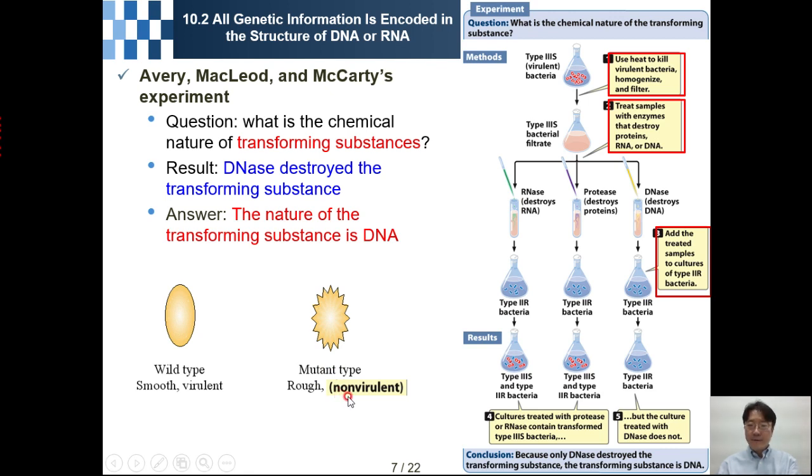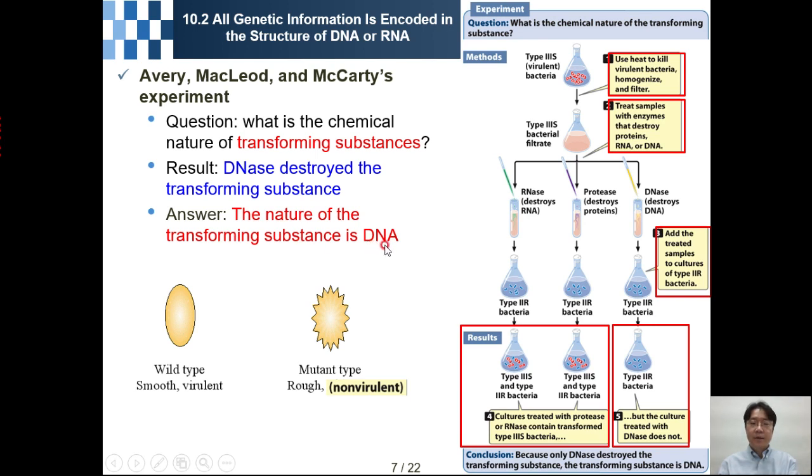Okay? After that, they found that the culture treated with protease or RNase contained the transformed type S bacteria. So they found transformed type S smooth bacteria. However, the culture treated with DNase did not contain transformed type S bacteria. They only had type R bacteria. So the result was that DNase destroyed the transforming substance. So it means that the nature of the transforming substance is DNA. Based on this experiment, people found that the transforming substance is DNA.